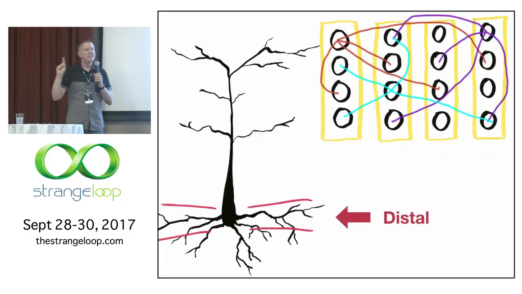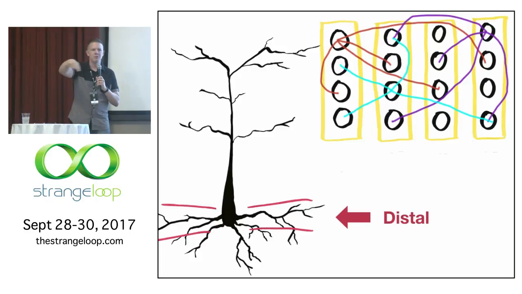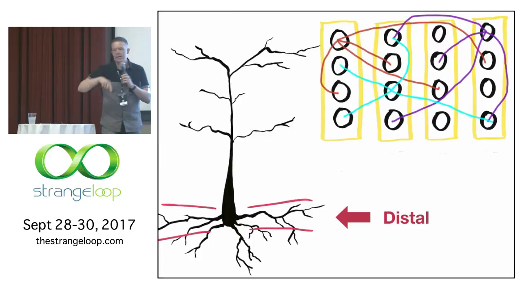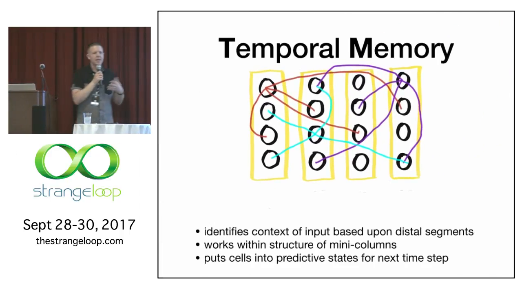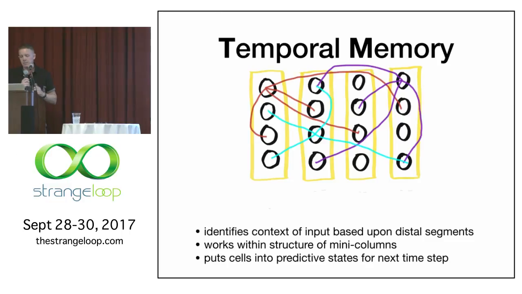So we're getting our distal context from the same layer. The neurons in this layer are sort of looping back to themselves and giving themselves context. And what do you do when the only context you have is yourself? Your context is essentially your past, the states that you have been in the past. So that's what we call this temporal memory algorithm.